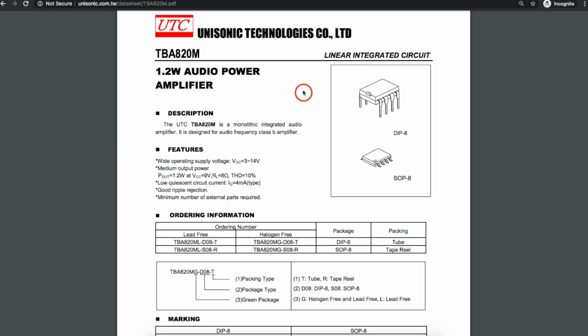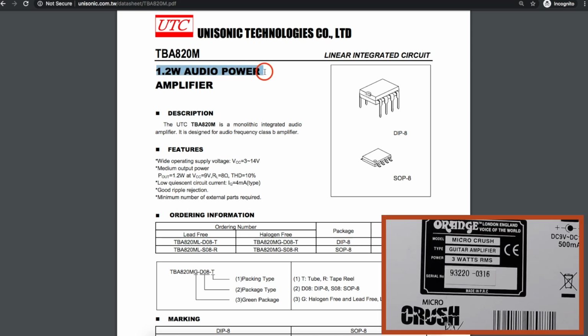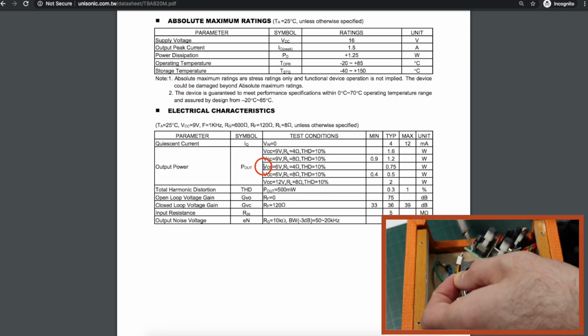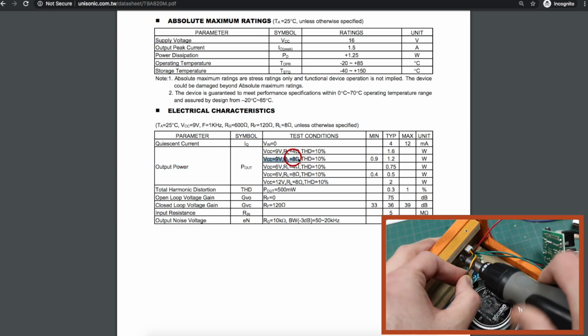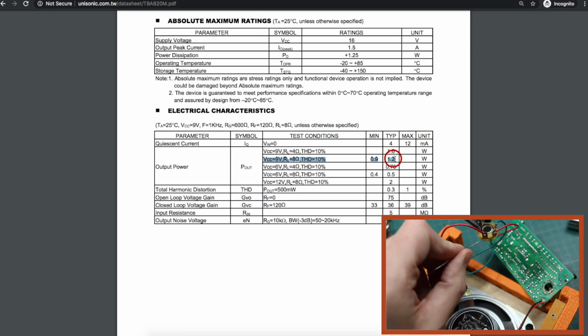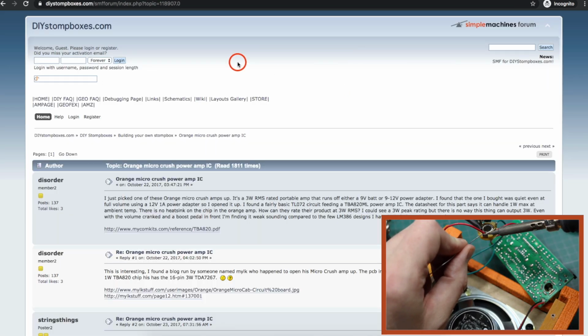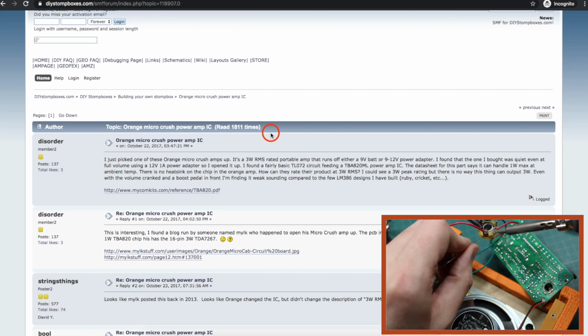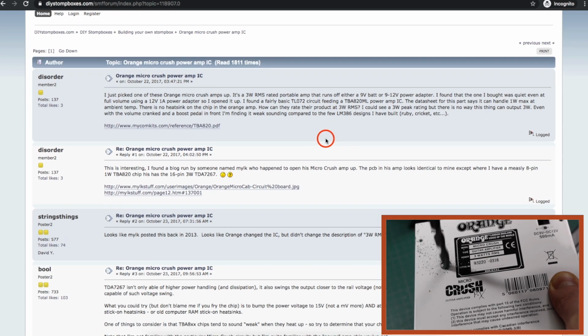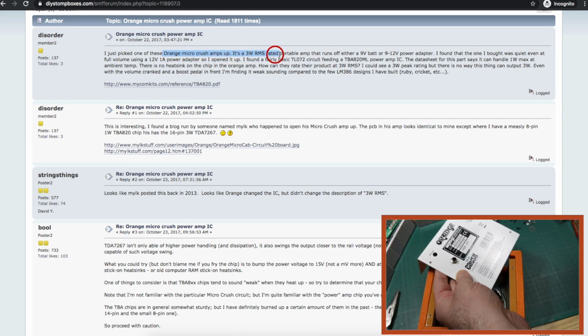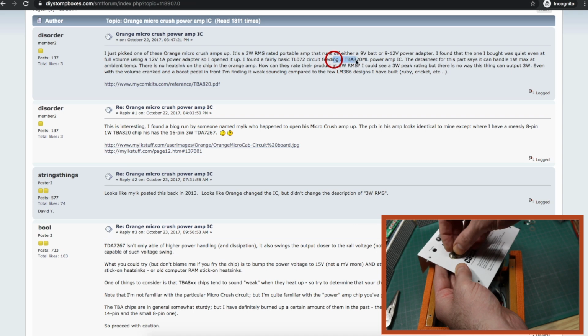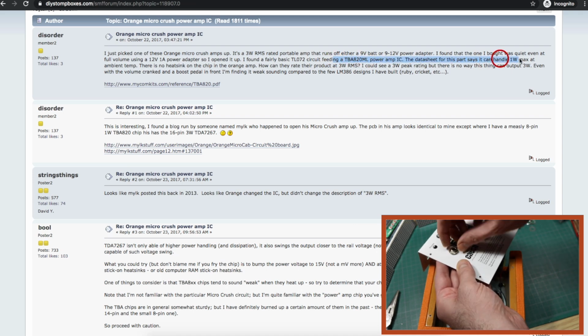Looking up the datasheet for that TBA820 amplifier that we saw, this is 1.2 watts, although the back of the amplifier said it was 3 watts. The output power, when we are running on 9 volts and the speaker is 8 ohms, we get about 1.2 watts. So I tried looking around. I found on a forum back in 2017, there was a discussion. Somebody got one of these amps, 3 watt RMS rated power. They opened it up and saw that same chip I've got. And yeah, it's about 1 watt max.